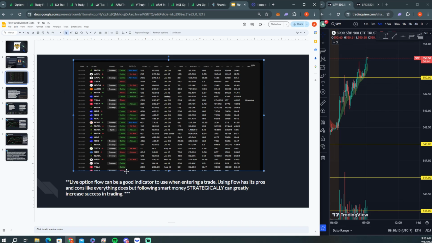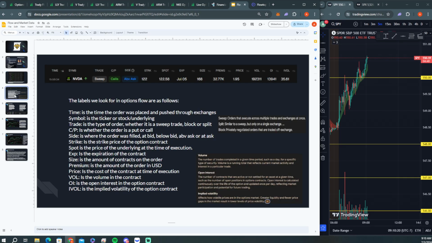Let's see. What do I want to talk about here? I think it's right here. Okay. So here is one singular order of NVIDIA. We'll talk about each one of these things here so you guys can understand what each little tab here means.